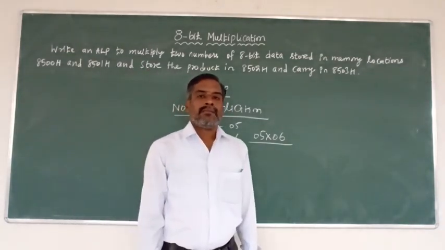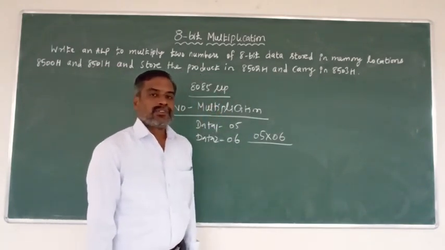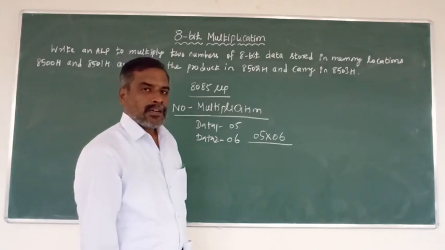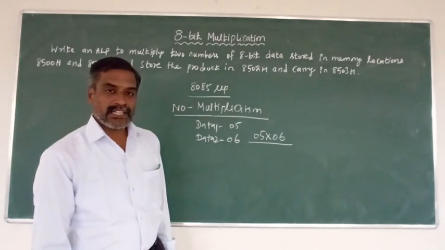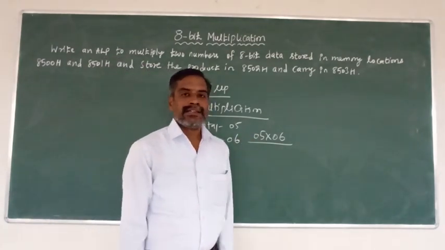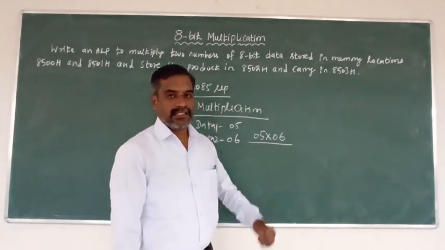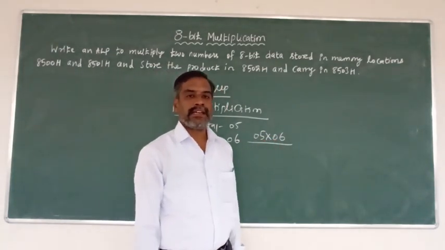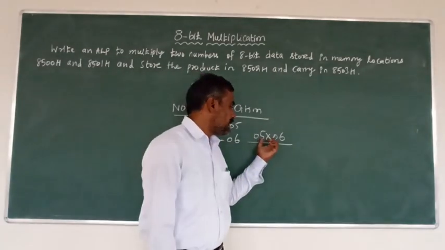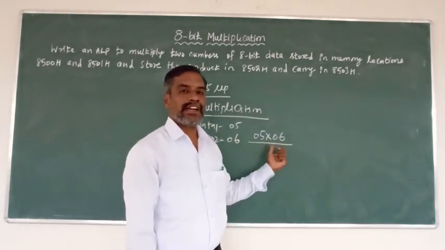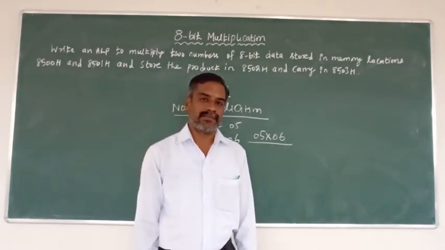in the microprocessor, to add the two data, we can use the ADD instruction. Now to subtract the two data, we can use SUB. Now to multiply the two data, there is no separate instruction. Then how to multiply 05 and 06, which are given as any two data?